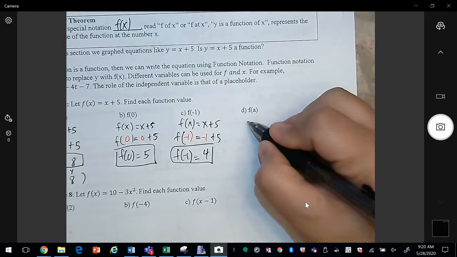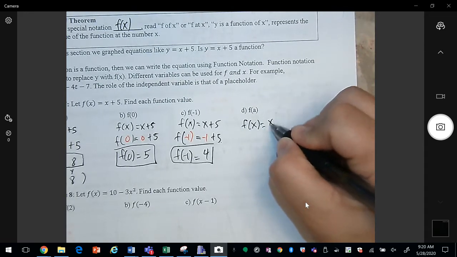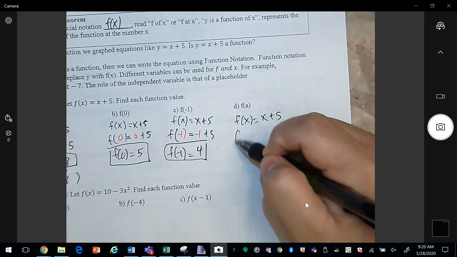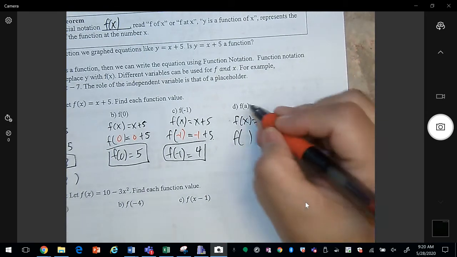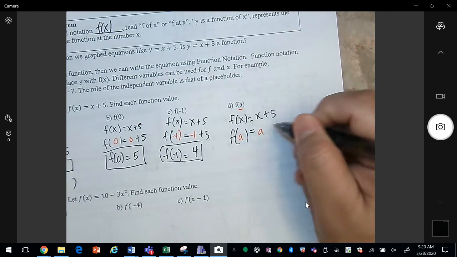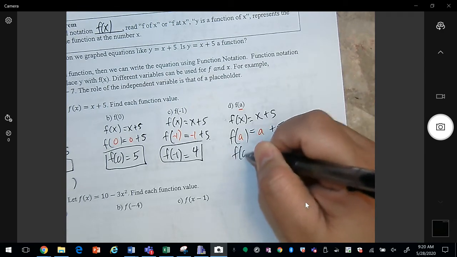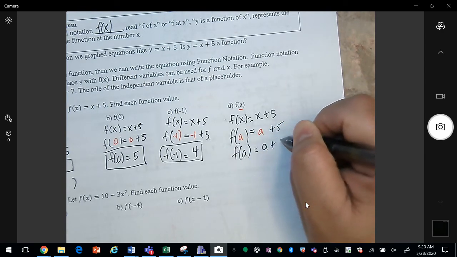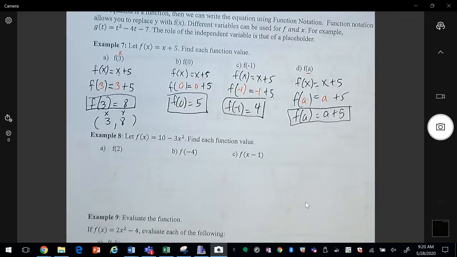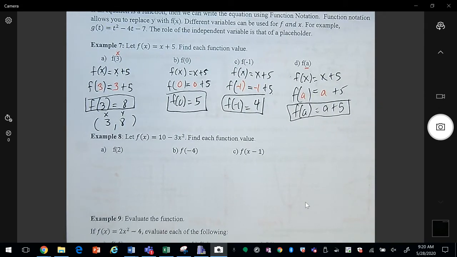And last, we have f of x equals x plus 5. So x is going to be replaced with whatever's in the parentheses, in this case, a. And there's nothing I can do with a plus 5, so that just stays as a plus 5. They're not common terms. So let's try example 8.